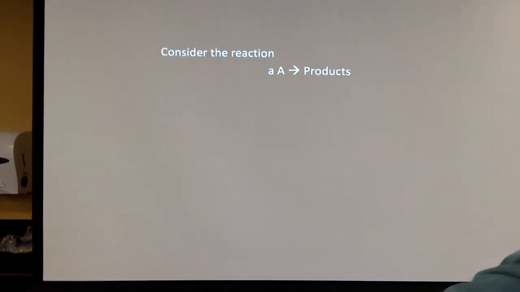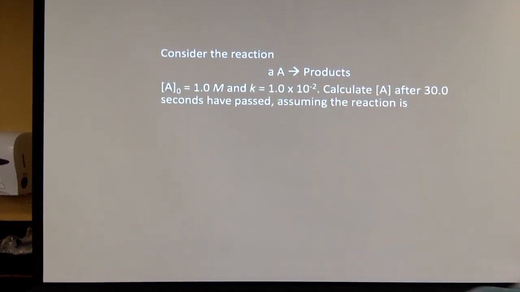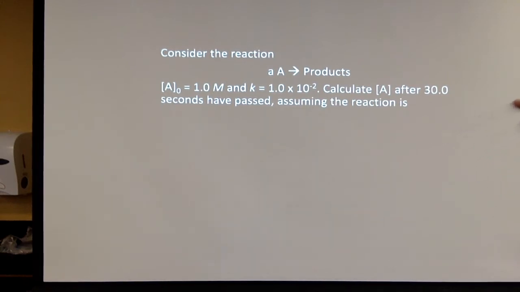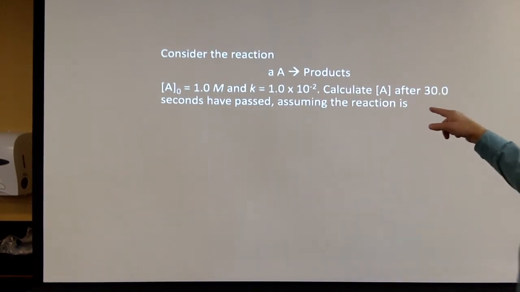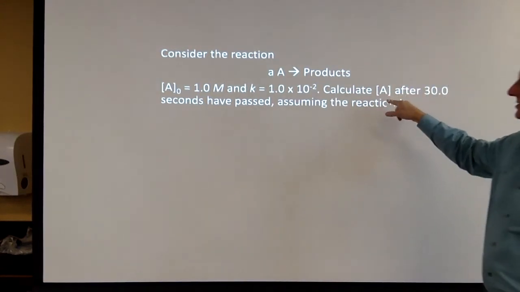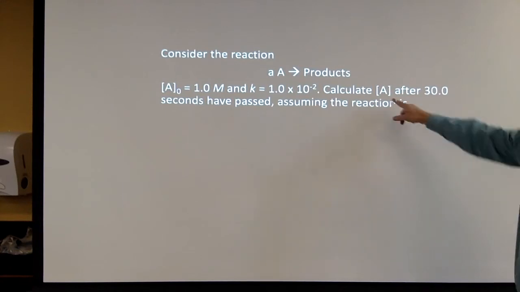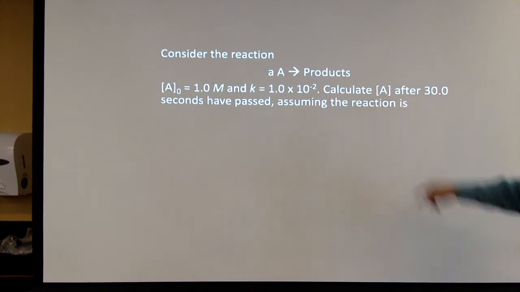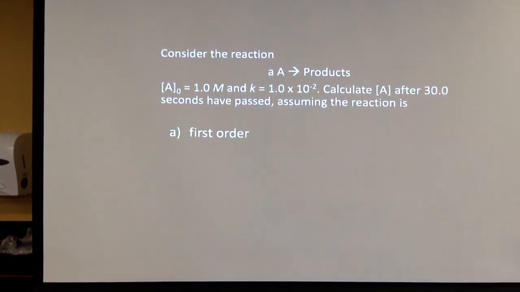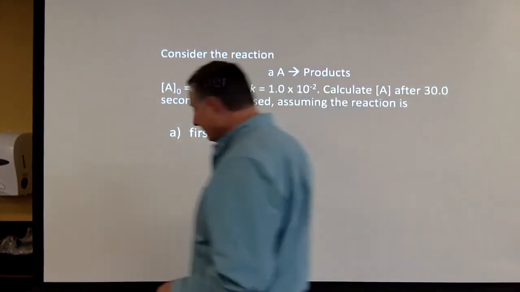So let's consider this reaction. A goes to products. So here we have initial concentration, k, time, and we're asked to find the concentration at some time down the road. This is concentration of A at time t. So how do we calculate this if we assume the reaction is first order?